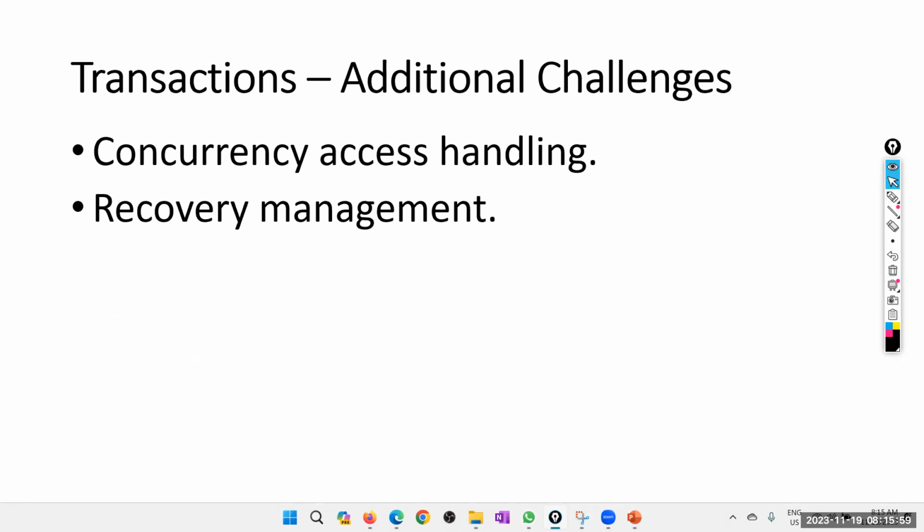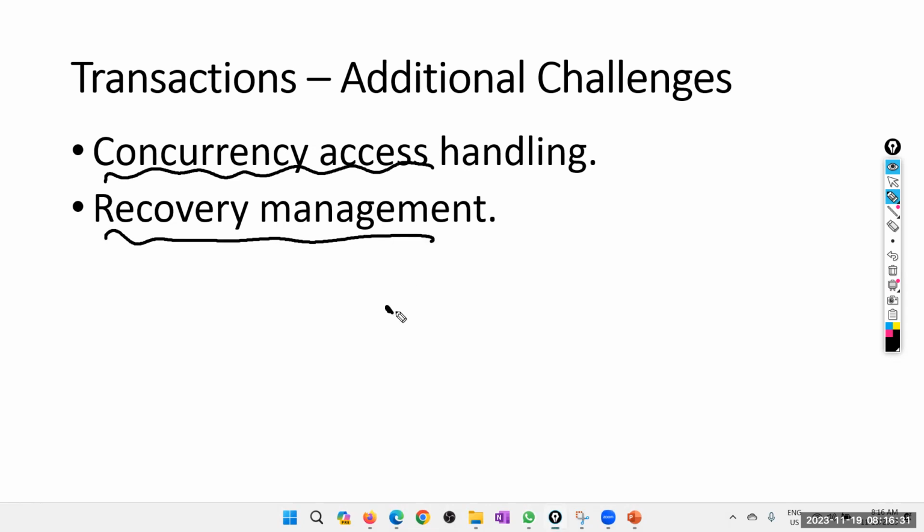Right. So when it comes to transaction handling, there are some additional challenges. What are those additional challenges? The additional challenge is concurrency handling, or concurrent access handling. Concurrency handling means multiple transactions accessing the same data. Okay, we'll look at it later. Another additional challenge is recovery management.